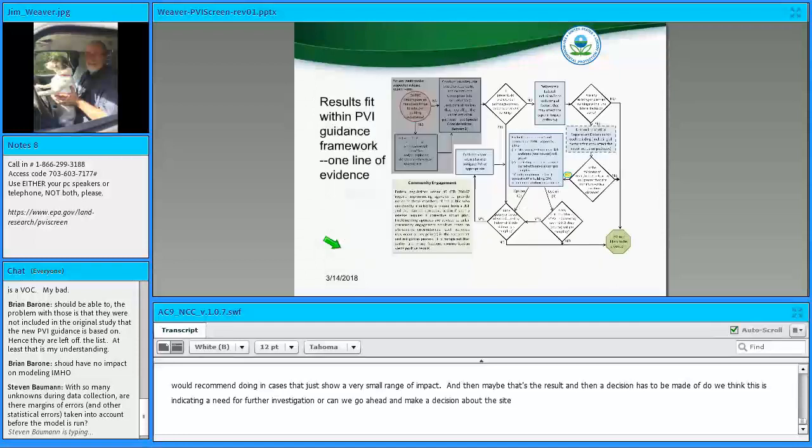So once again, I'm showing the flow chart from the PVI guidance framework. And so I want to emphasize that PVIScreen is one line of evidence that could very well be brought in during this time when we're looking at the vertical separation distance. And especially if we have a marginal case where we either don't have a good way of getting the separation distance, or perhaps it's borderline. That's an ideal place to start looking at using the model.